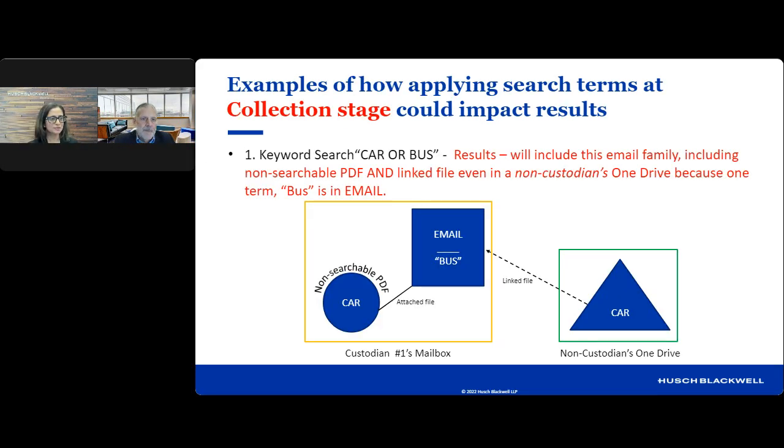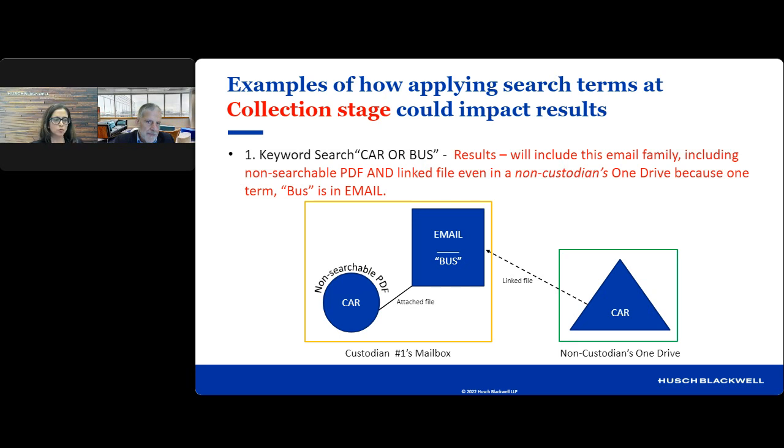So I created some visuals. Visuals always seem to help me understand this, because like I said, I didn't understand it at first. Let's say that custodian number one's mailbox is being searched, and custodian number one has an email that they received from a non-custodian who's not in my search. In that email, the non-custodian attached a non-searchable PDF and also included a link to a document sitting in the non-custodian's OneDrive.